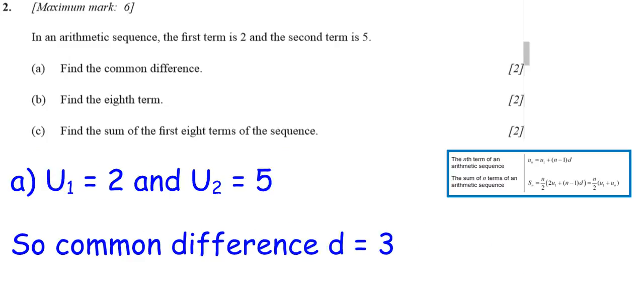Okay, so part A, find the common difference. Well, you're given U1 and U2, so you can already see that the common difference is 3. That's an easy enough question just to answer. It might be worth just having a look at how you would use a formula.